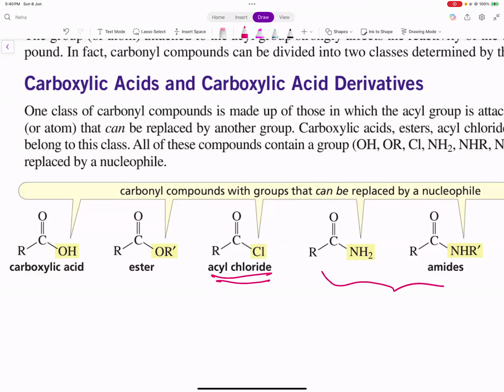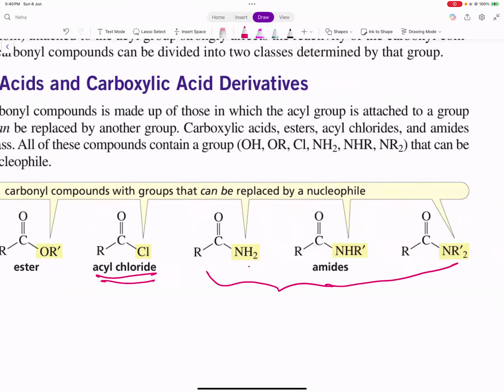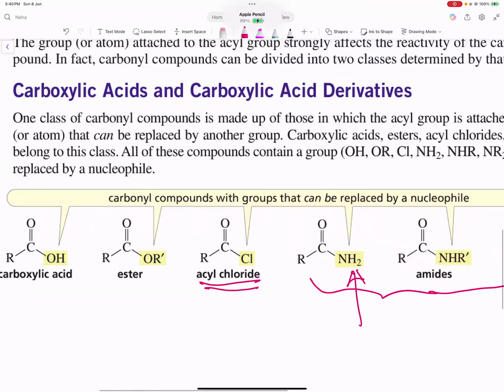And these are amides, right? See, all are amides. Successively, I'm replacing these hydrogens by alkyl groups, right? So these are amides. This is how the situation is.